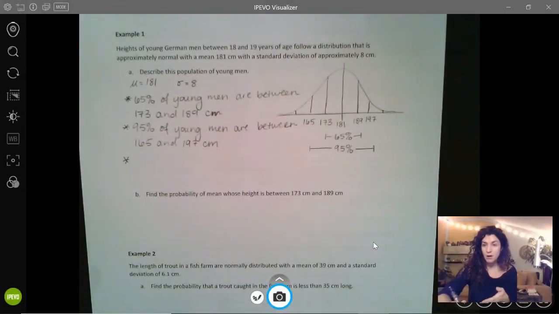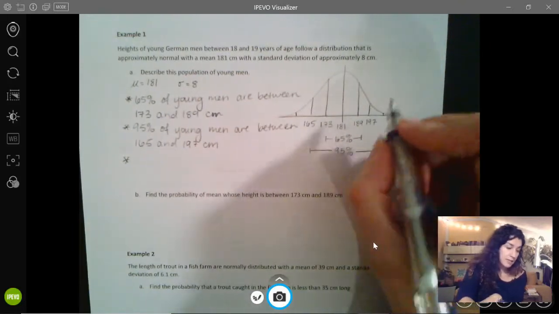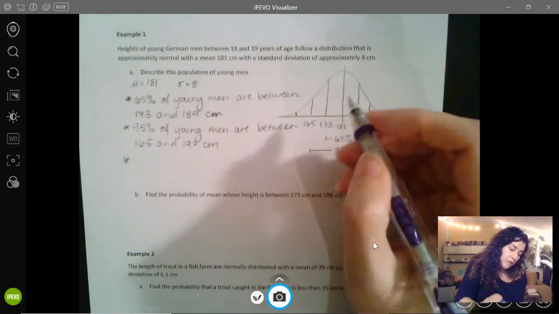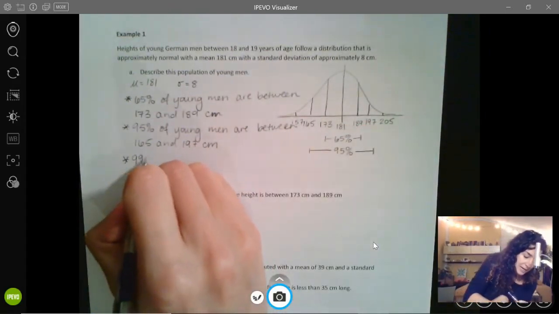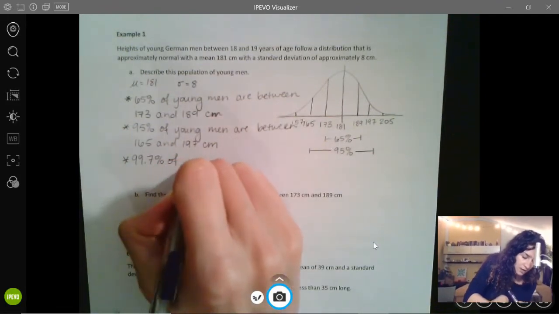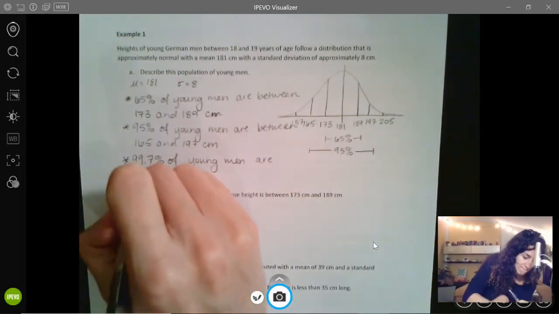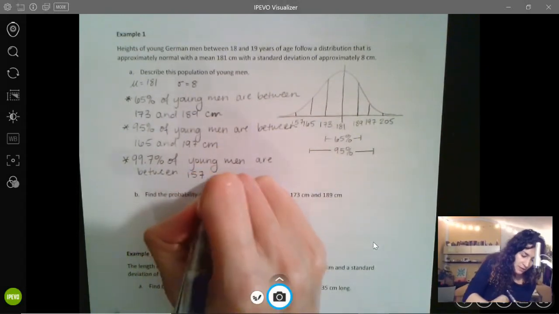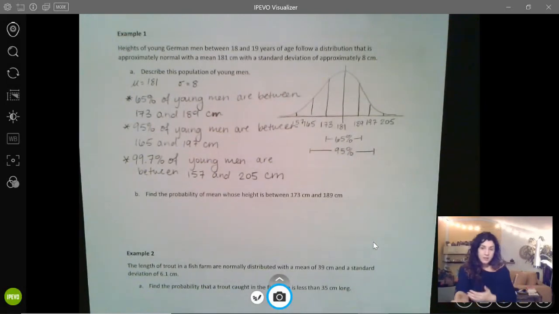The last one, we're going to add one more standard deviation, and this is representing the majority of our German teenagers between 18 and 19. We're going to add another standard deviation of 8. So 197 plus 8 would be 205. 165 minus 8 is 157. So we can say 99.7% of young German men are between 157 and 205 centimeters. That's all you need to do to describe it.